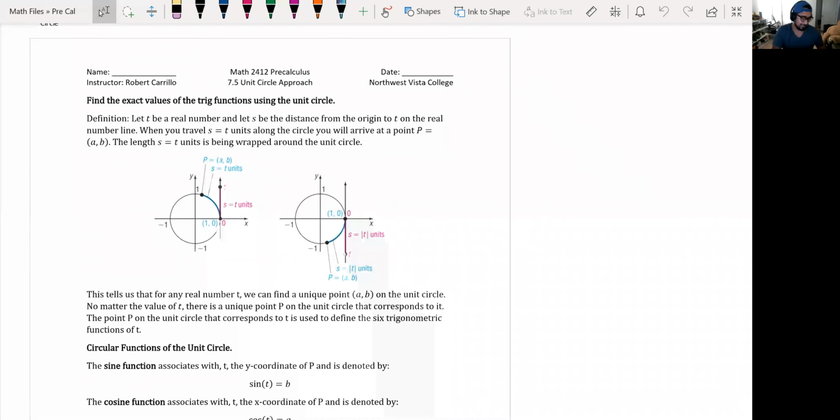All right, let's do this. This is 7.5, the unit circle approach. So in this section, really nothing new other than learning periodic properties.